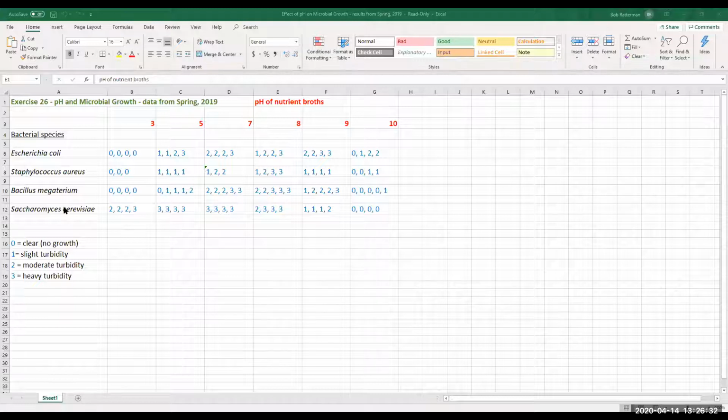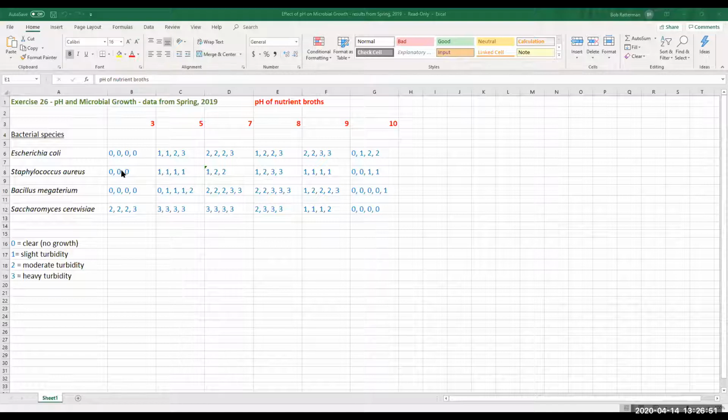Okay, so here's the table of data. Again, the 3 bacterial species, and then I asked you at the very end, what is this? Yeast. It's yeast, right? It's the same stuff you'd buy at the store if you were going to go make cinnamon rolls or whatever. Yeah, that's yeast.